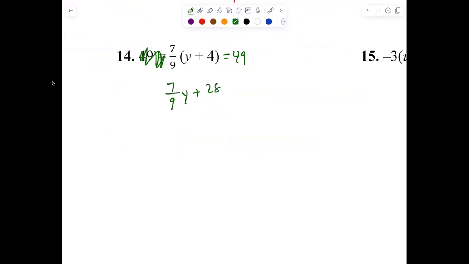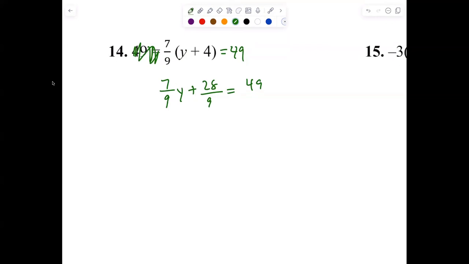Good job so far, buddy. Now you got kind of an annoying one because you got a bigger, right? So what do I do to both sides? Yeah. So we have to subtract 28/9. So I need to multiply 49 by what? Yeah, 49 times 9.